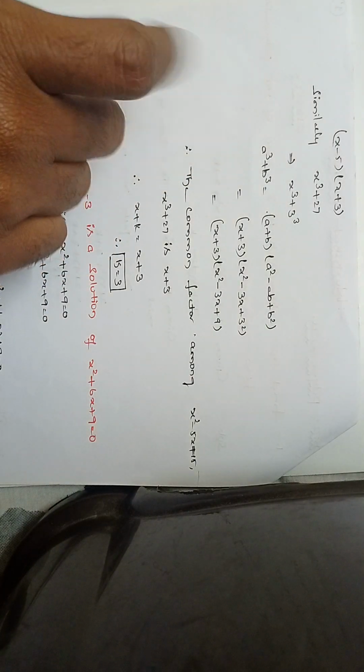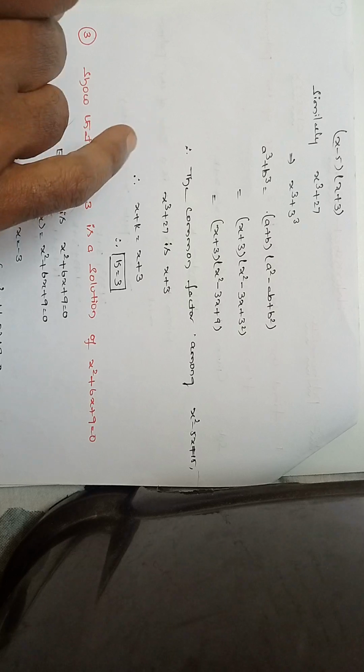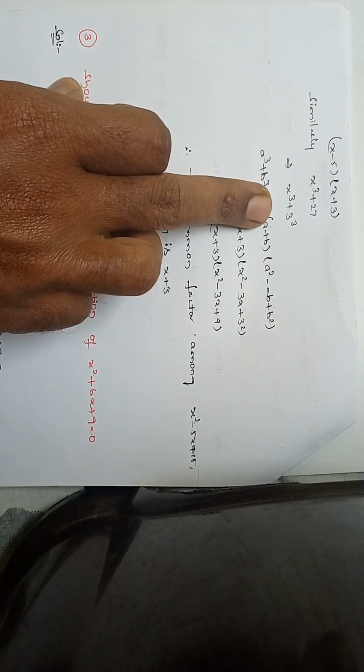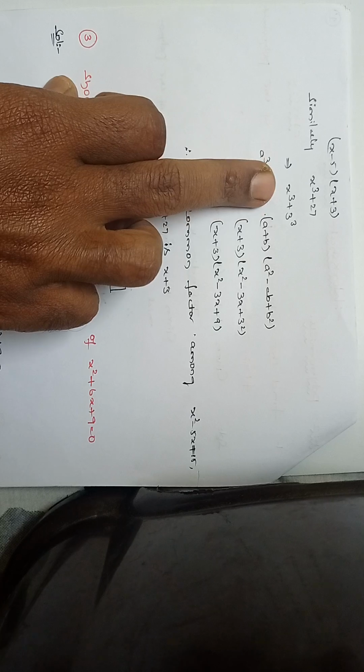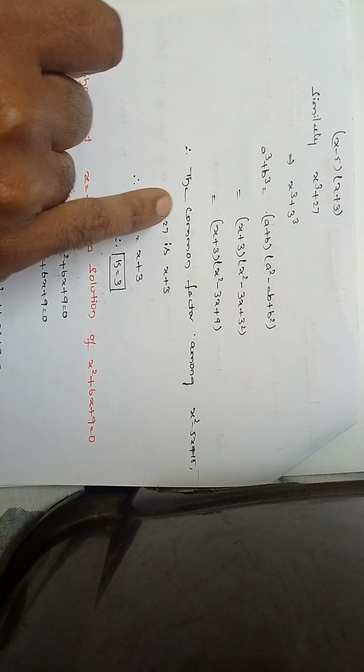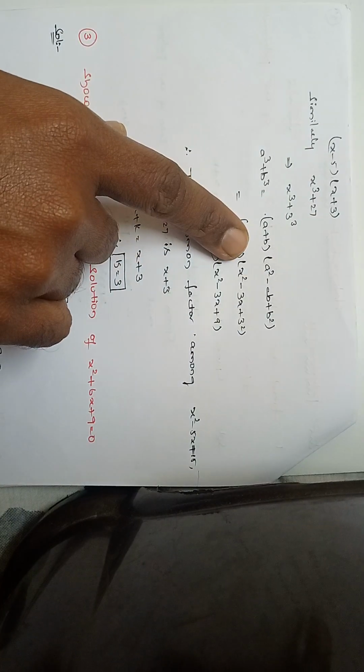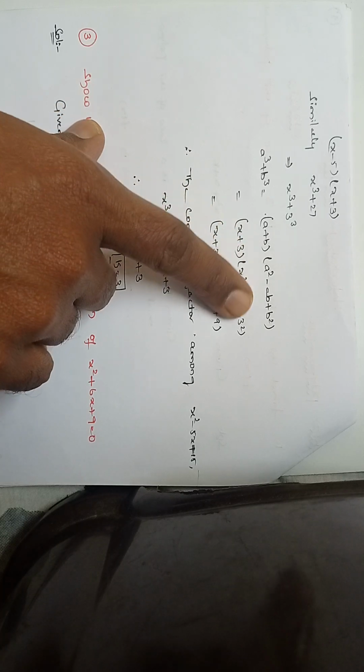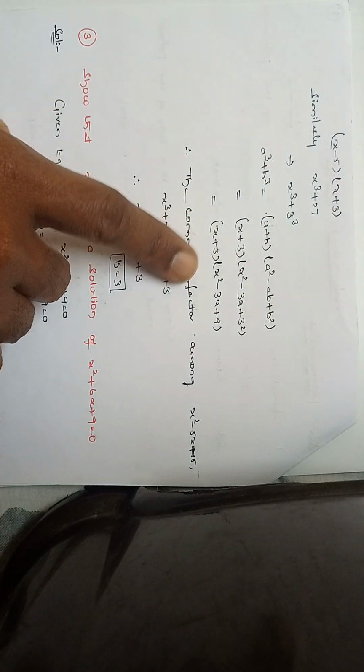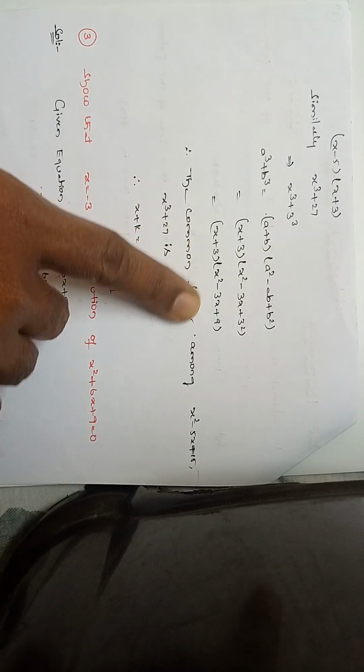So similarly we can find factors for x cube plus 27. How can we express 27 as a power of 3? We can write 27 as 3 cube, right? So this is in the form of a cube plus b cube. What is the formula to write a cube plus b cube in factor form? It is a plus b into a square minus ab plus b square. So substituting the values, we get x plus 3 into x square minus 3x plus 9.